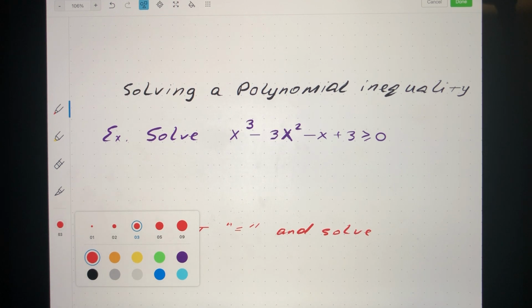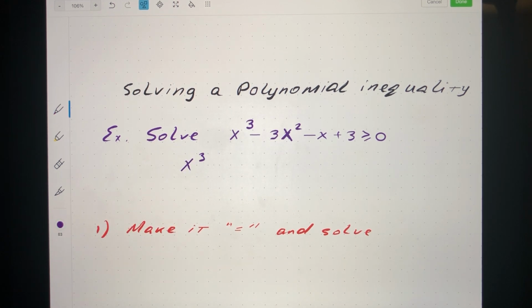That means we now have x cubed minus 3x squared minus x plus 3 equal to 0. And to solve it, we can use a graphing method. We can use factoring. Let's use factoring.